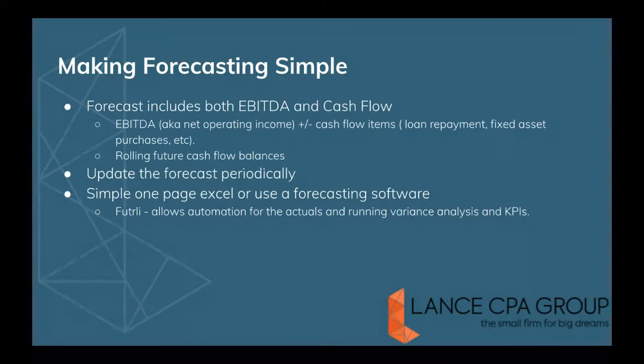So our forecast should include both EBITDA and cash flow. EBITDA is effectively our net operating income, and like we showed on the spreadsheet, it is our earnings before interest, taxes, depreciation, and amortization. Depreciation and amortization are non-cash items. We've already spent that money in the past.